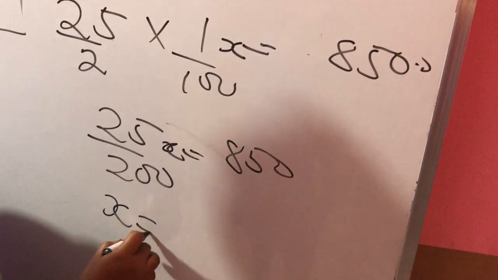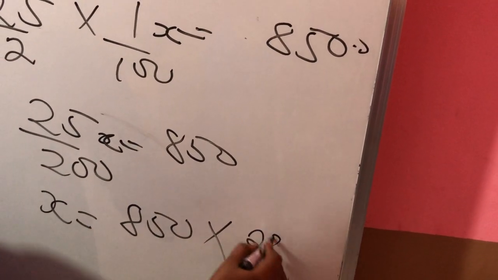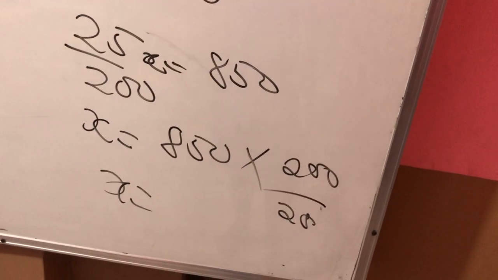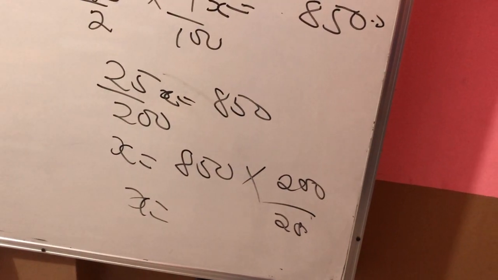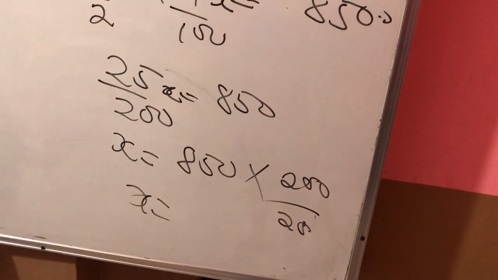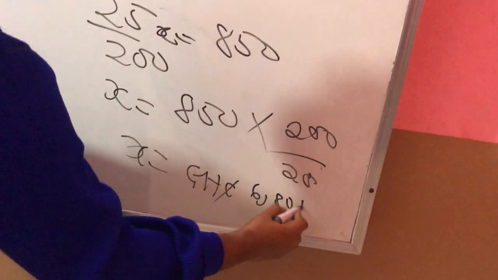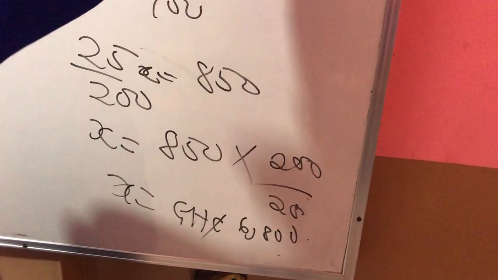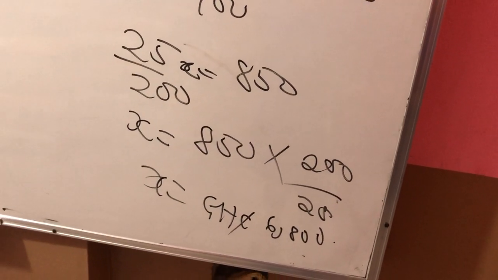So X, which is the sales, is 850 times 200 over 25. What is my sales? So my sales is 6,800 Ghana cedis. So this was the sales that he made. This was his percentage, and this was the actual money he made on the sales. Okay, so let's quickly take the second question.